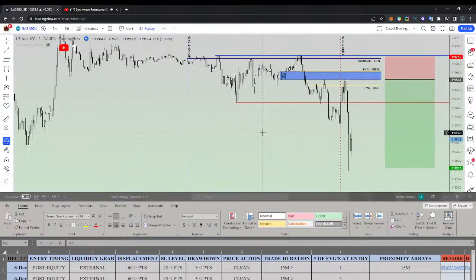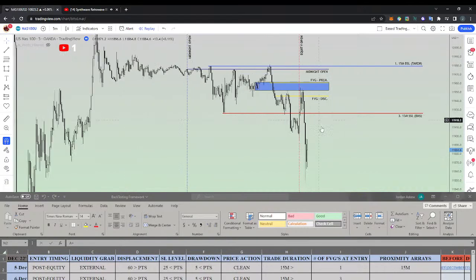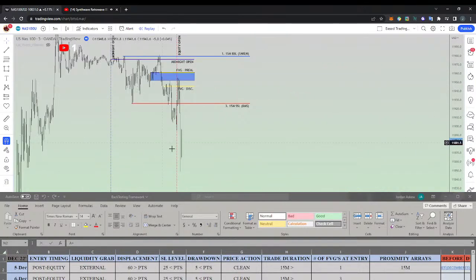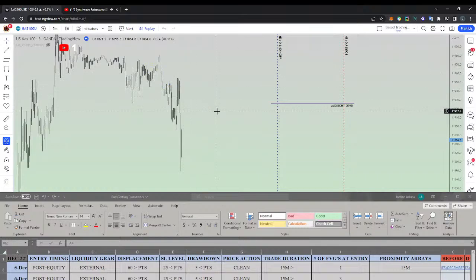All right, so we're back on the chart. Let's go ahead and reset everything here. Shift all this over and use it. 8:30. Midnight open. Get rid of these.